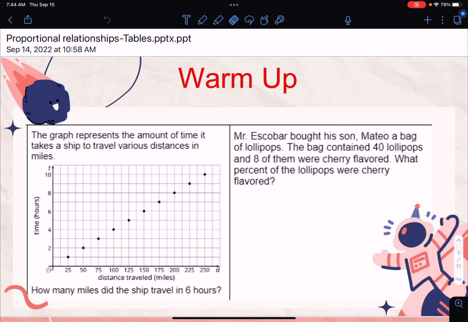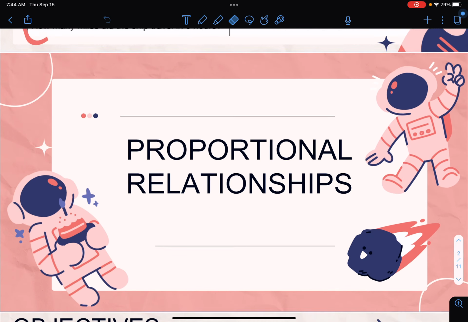Our next question says, Mr. Escobar bought his son Mateo a bag of lollipops. The bag contained 40 lollipops and 8 of them were cherry flavored. What percent of the lollipops were cherry flavored? So circle your keywords, underline what's important. And we see that this question is talking about percents. So you know you're going to have to use a percent proportion.